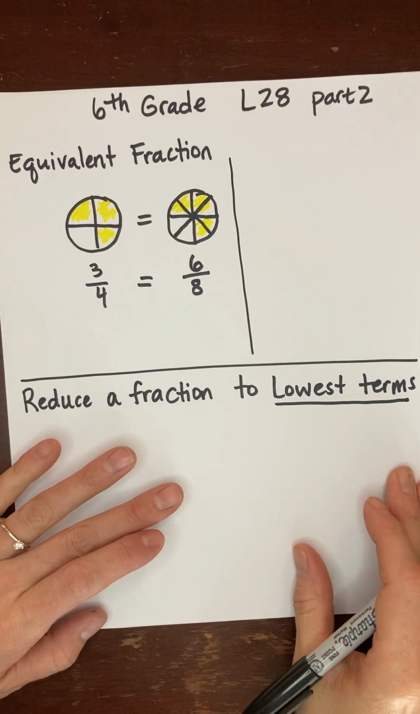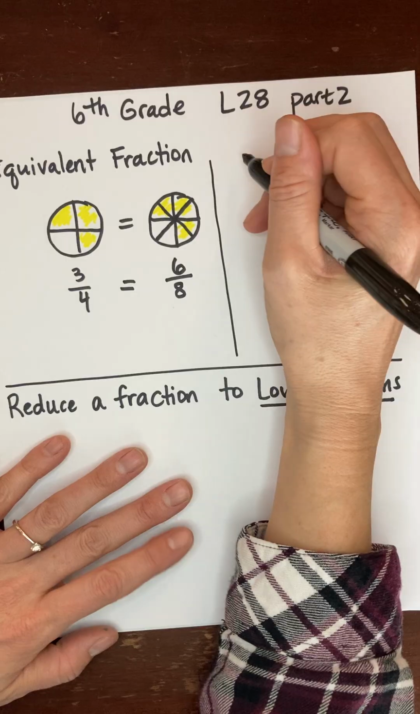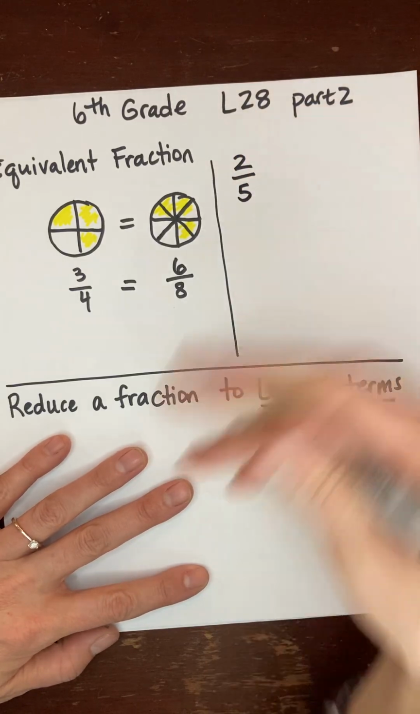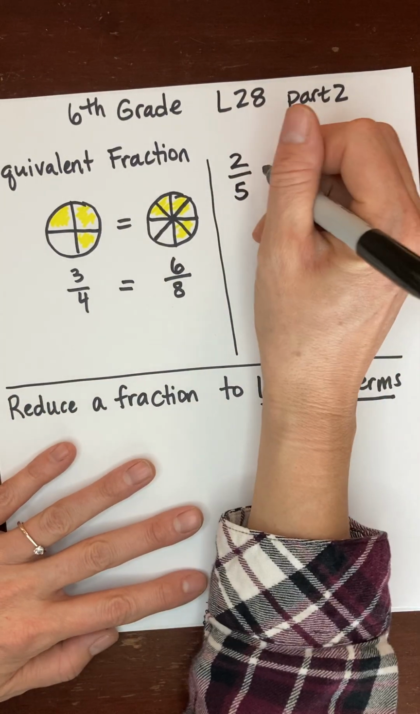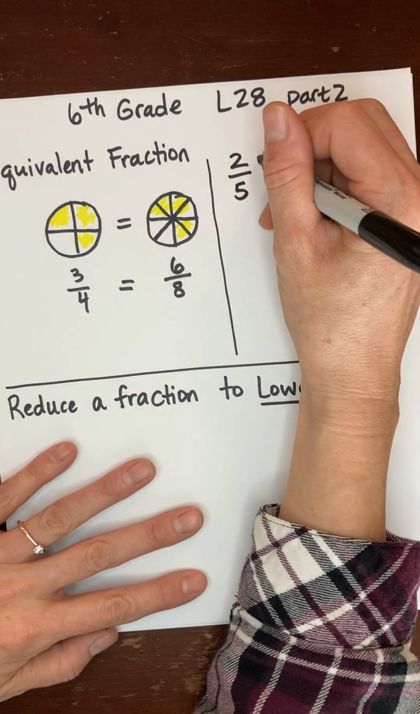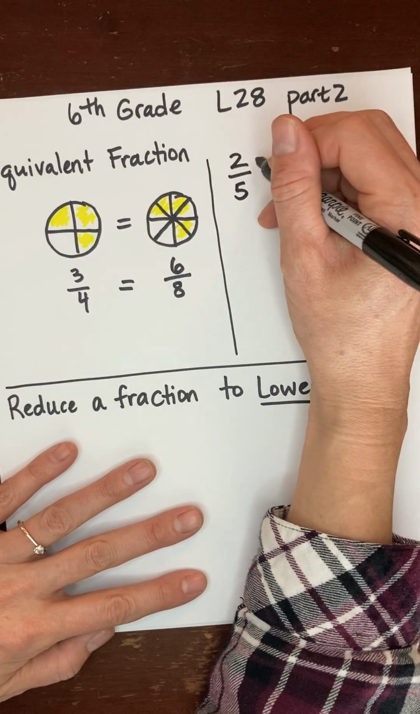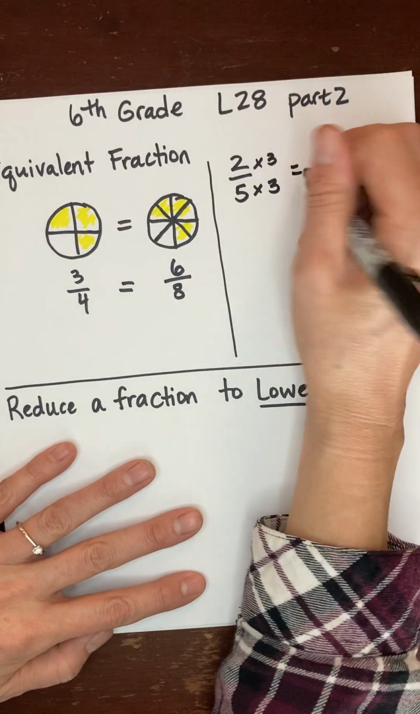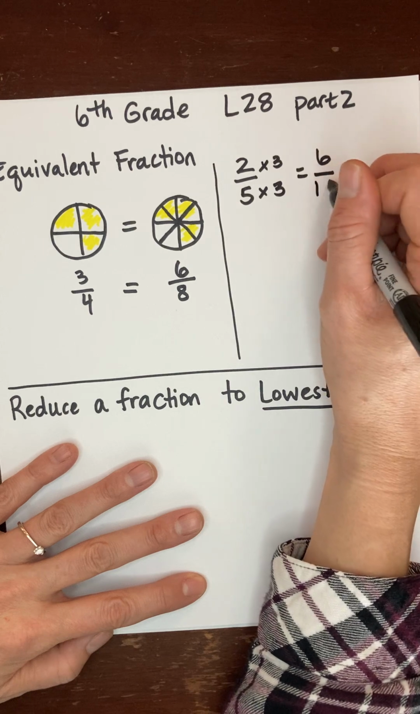Now, how do we get an equivalent fraction? Well, in our lesson, the students are asked to take any fraction, let's say, for example, 2/5, and to create an equivalent fraction. And they can do this using any number they want to, but the requirement is they have to multiply the top and the bottom by the same number. So let's take, for example, 3. So we're going to multiply by 3 and multiply by 3. And our fraction will be 2 times 3 equals 6, and 5 times 3 equals 15.